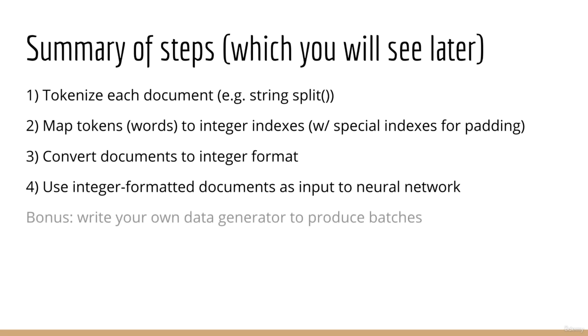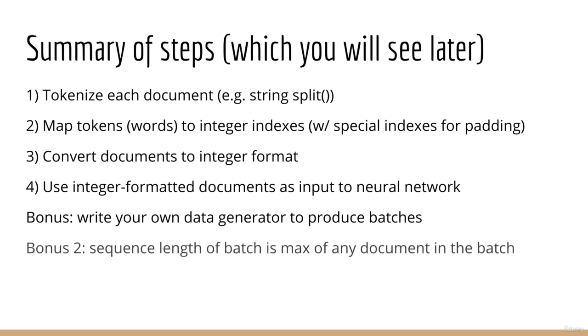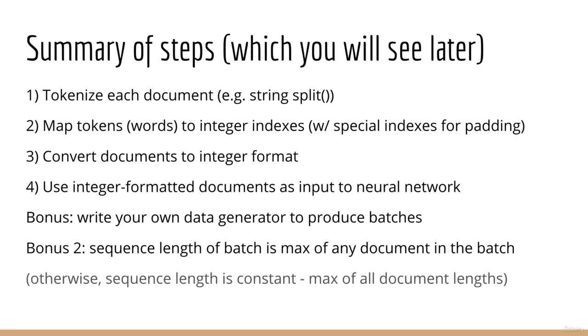As a bonus, you should also create your own data generator that produces batches of neural network inputs. Remember to also return these as torch tensors. As a further bonus, the sequence length of each batch should only be as long as the longest sequence in the batch. Otherwise, the sequence length can simply be the maximum document length in the whole dataset.